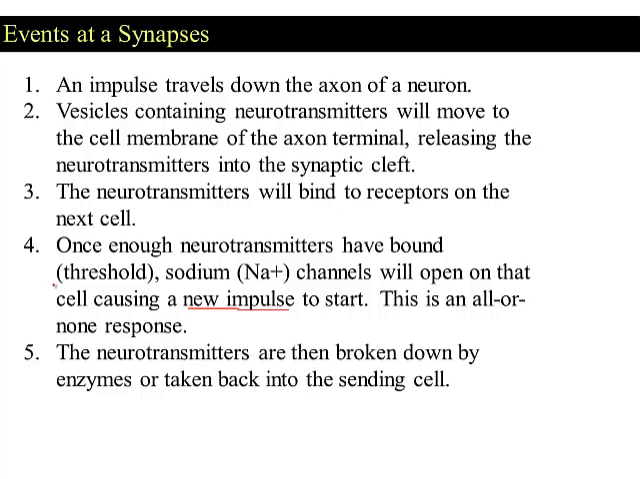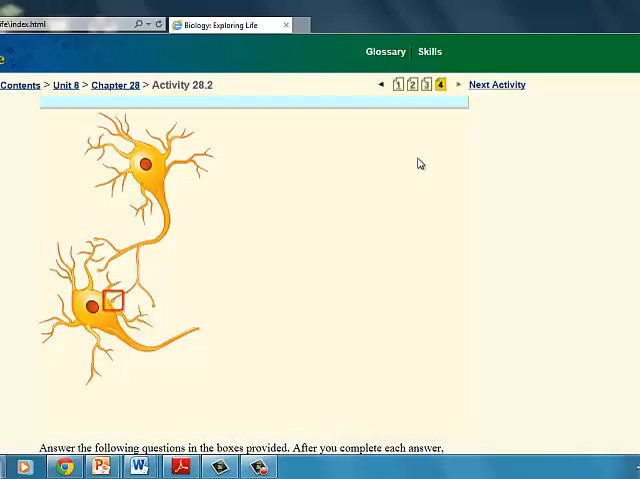The neurotransmitters are then going to be broken down by enzymes, or they get taken back up into the sending cell. You don't want to let the neurotransmitters just hang out in the synapse, because they'll just keep stimulating the next cell, and you don't necessarily want your cells to keep stimulating over and over and over again. So we're going to take a look at an animation of this process.